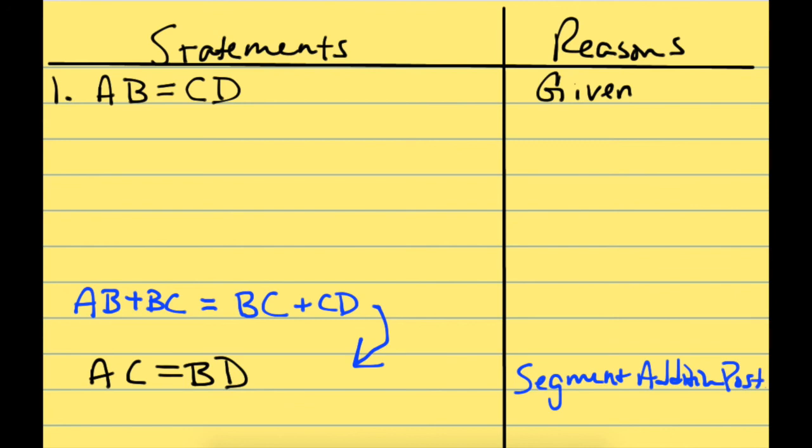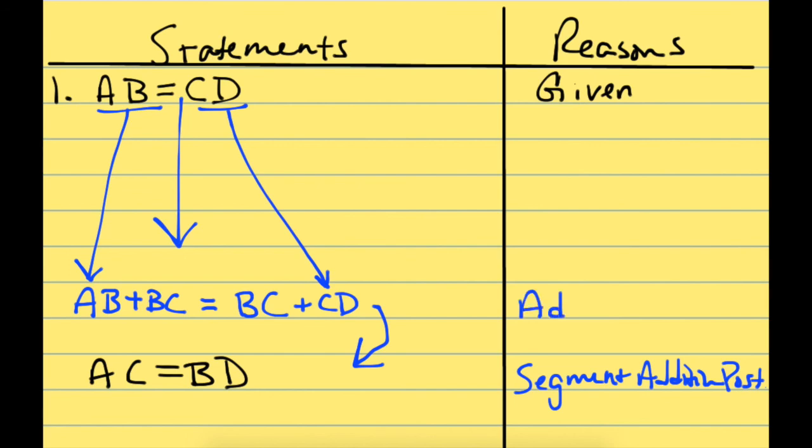Now, what allows us to go from here to here? Well, what's different? They both have an AB on the left-hand side, and they both have a CD on the right-hand side. So what allows us to throw a BC in there? The addition property of equality. As long as BC is equal to BC. So can we state that BC is equal to BC? That's another property of equality. The reflexive property.